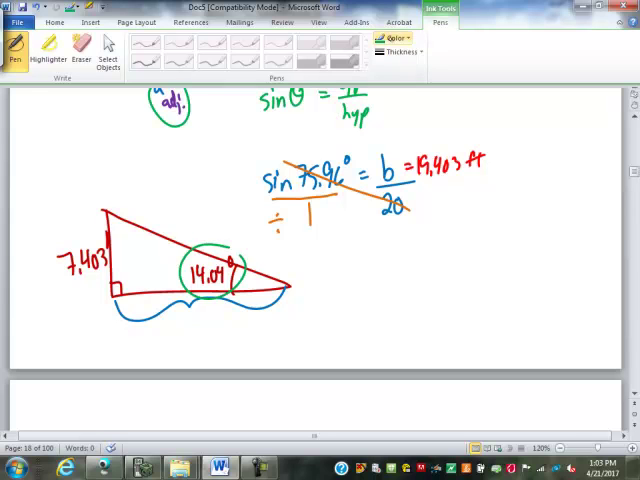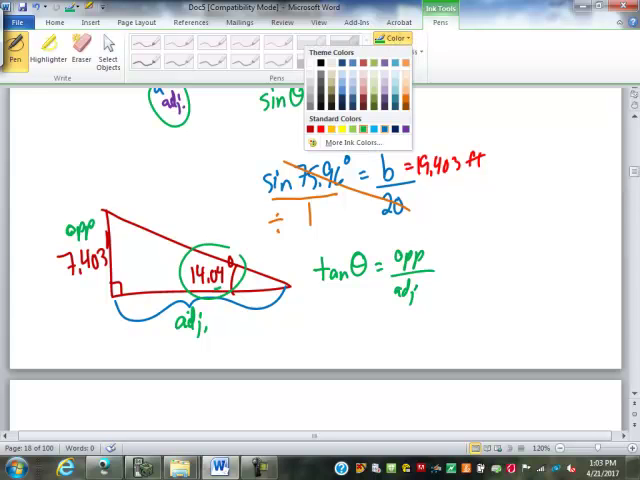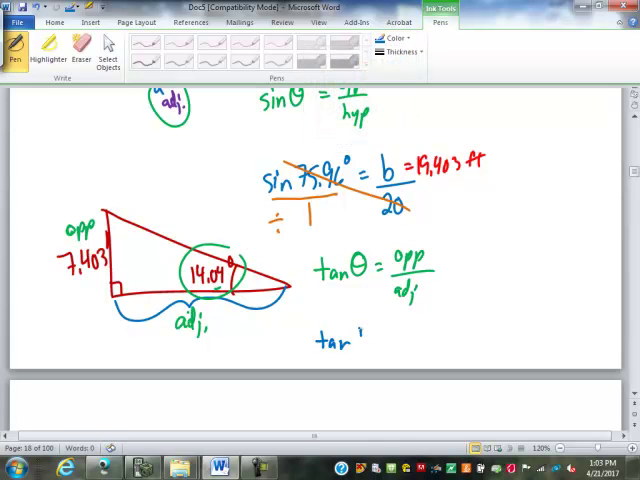Using the 14.04. The side I know, the 7.403, is which side of this triangle? From this angle, the 7.403 is opposite. So I know the opposite. I am looking for the adjacent, which makes tangent. Tangent of theta is opposite over adjacent. Do I know my angle? Yes. 14.04 degrees. Do I know my opposite? 7.403 feet. Do I know the adjacent? No, I don't.